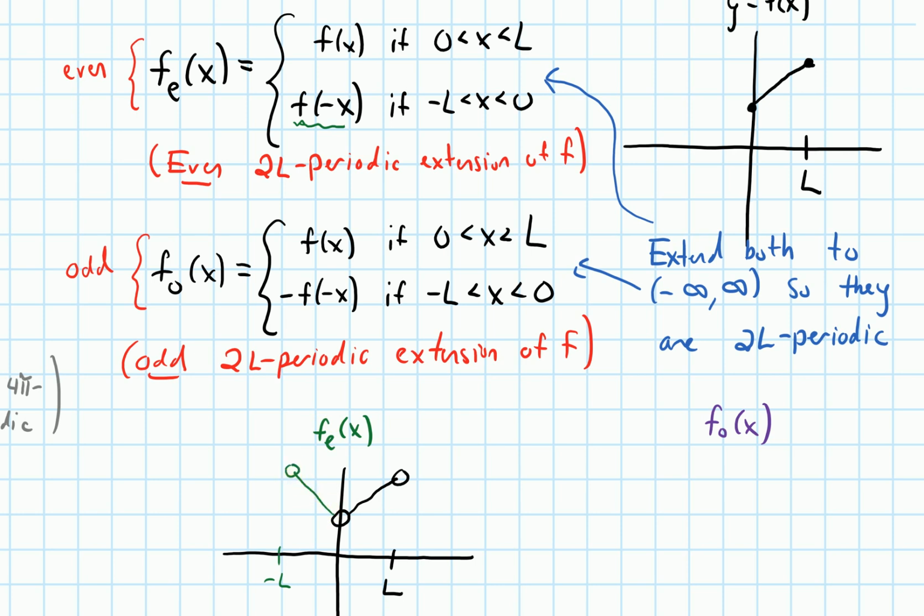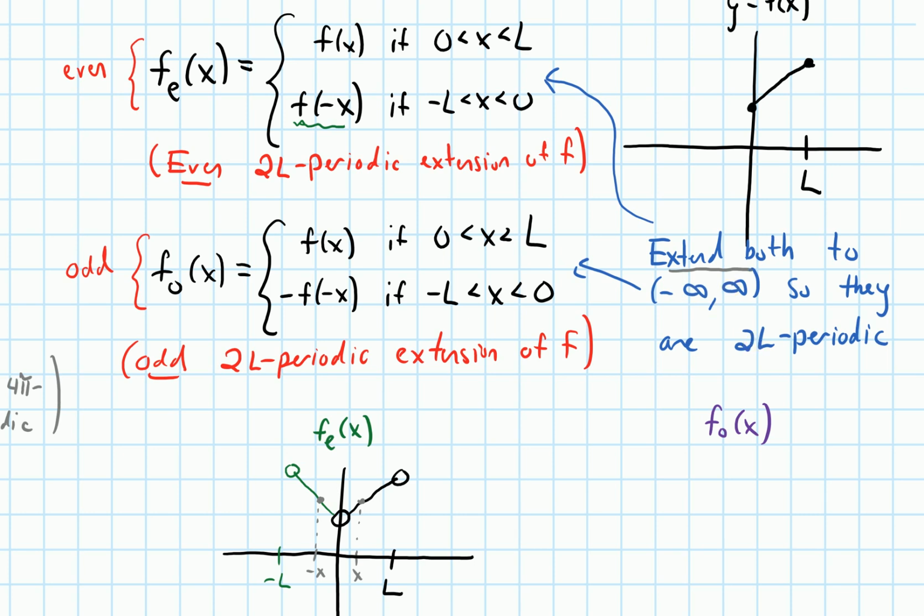So notice that at a negative x value and its corresponding positive x value, their outputs are the same. So that's making this even. And the next part of this is, well, we can extend this from negative infinity to positive infinity in such a way that makes this 2L periodic.